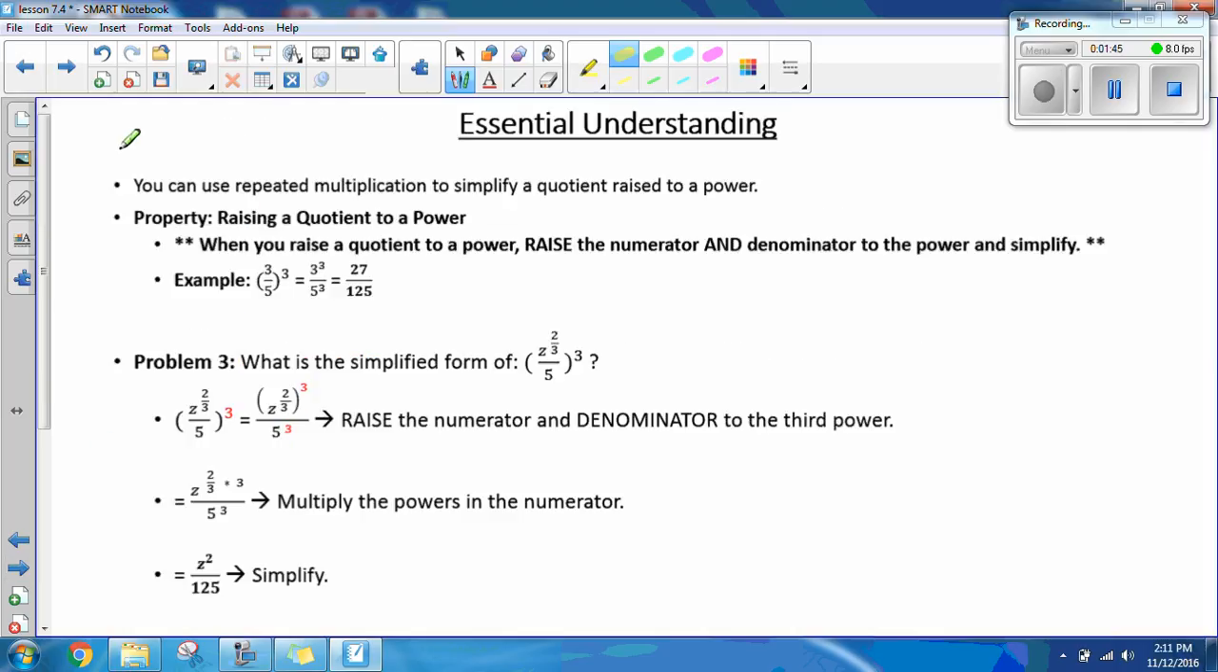You can also use repeated multiplication to simplify a quotient raised to a power. Raising a quotient to a power. When you raise a quotient to a power, raise the numerator and the denominator to the power and then simplify. So we have 3/5 to the 3rd power. I can rewrite that as 3 to the 3rd power divided by 5 to the 3rd power, which equals 27 over 125.